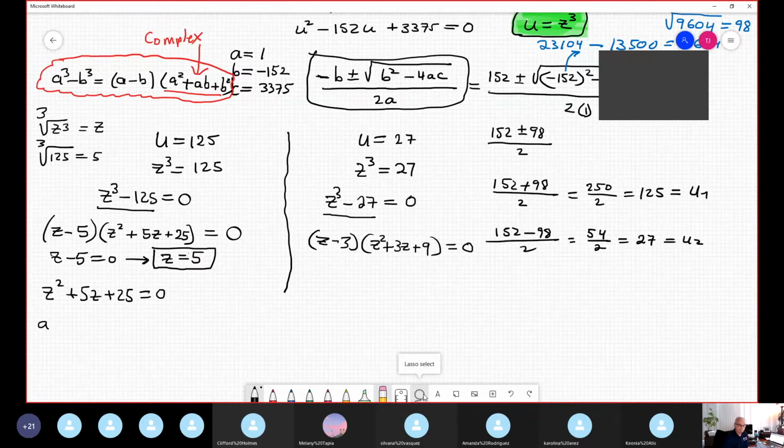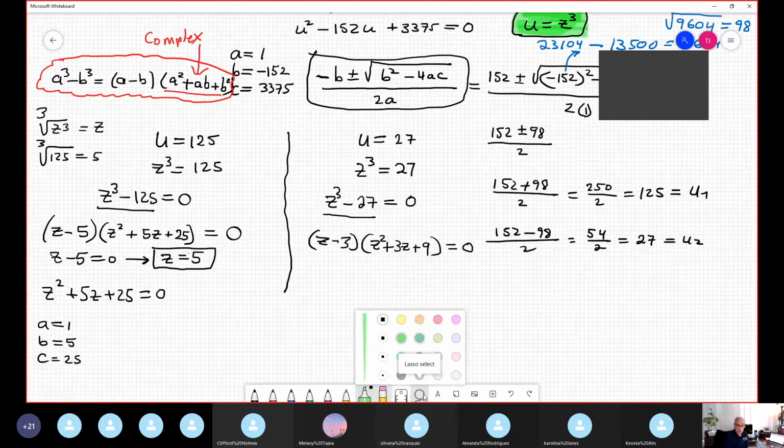A is 1, B is 5, positive 5, and C is positive 25. Apply the formula. I don't want to copy again. It's the same formula, no? Let me change the color, and that's it. It's the same formula. We apply this formula in this part, and in the last part is another quadratic equation. Do you see, guys, that this formula is super important in this subject?